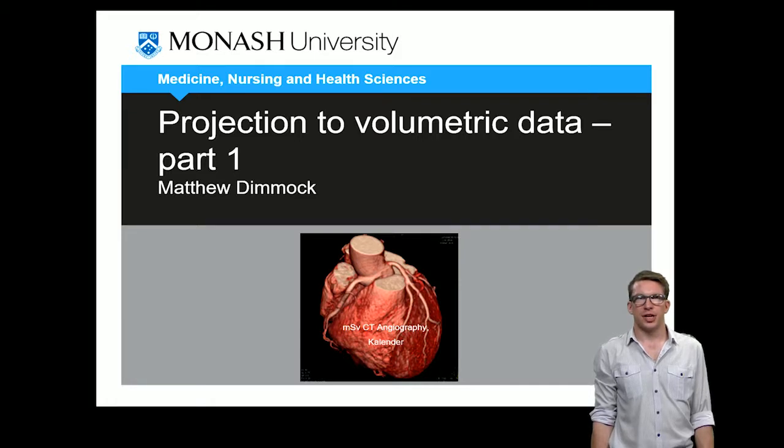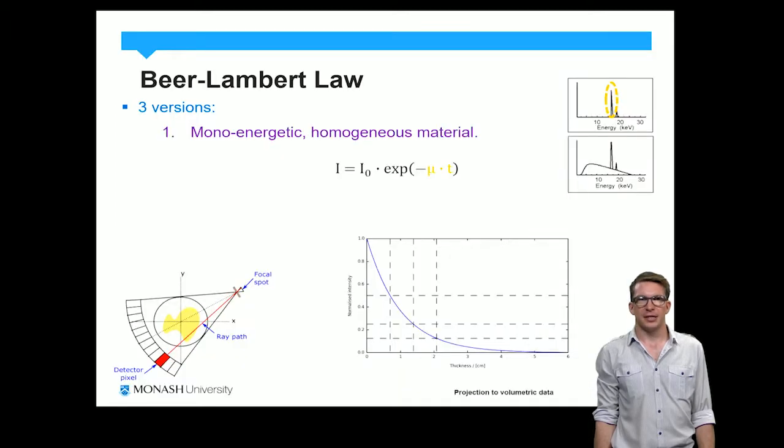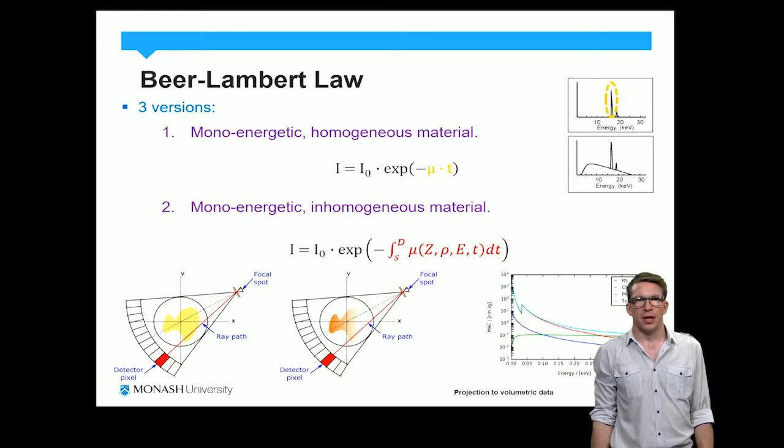In this section we're going to discuss some of the introductory aspects for projection to volumetric data in CT. Now, we've previously discussed the evolution of the Beer-Lambert law. So we start with the simplest form where we have monoenergetic X-rays and a homogeneous material. As we go to an inhomogeneous material, we then have to integrate as a function of ray path from the source to the detector, that's S to D in the equation, to incorporate the change in attenuation coefficient.